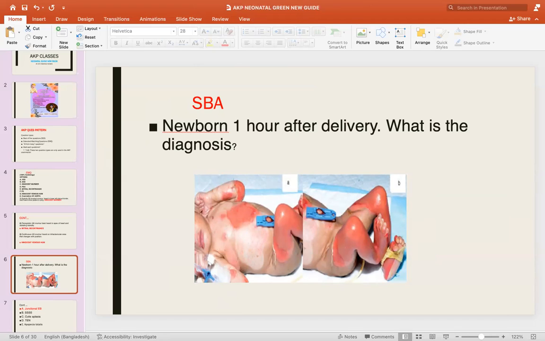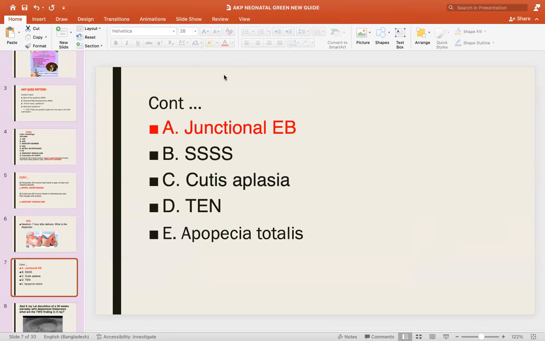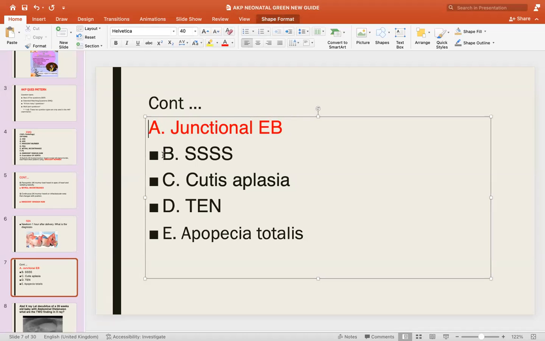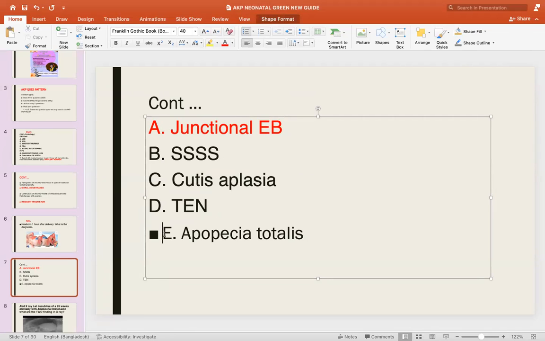So there are 3-4 neonatal skin conditions, neonatal dermatology, that are very, very important for your exam, like junctional epidermolysis bullosa. This is the answer to this question. SSSS is not the answer because the baby is only 1 hour old, is breastfeeding, and is not septic.